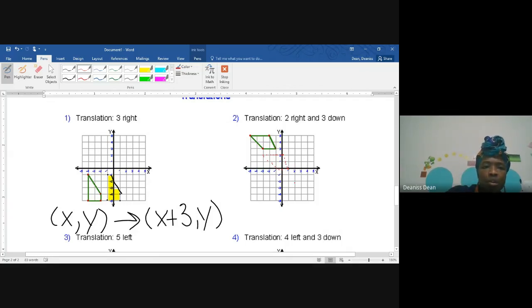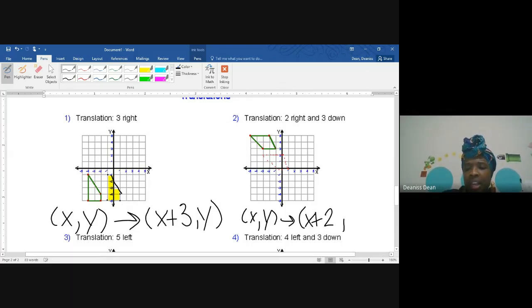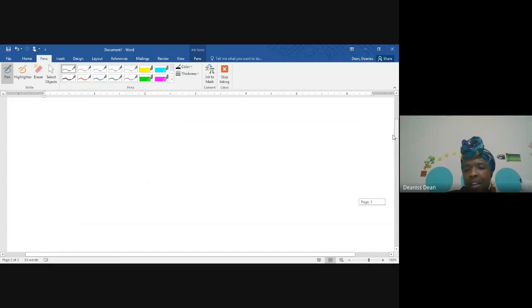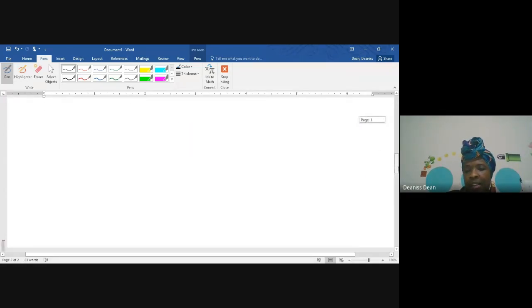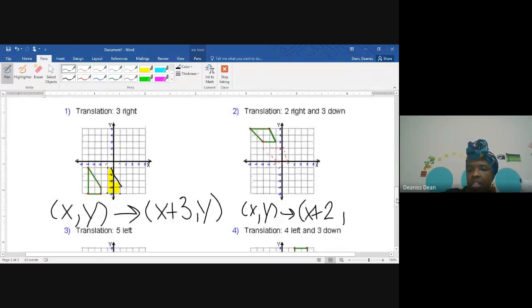So if we were to write the rule for this one, I'm going to do X comma Y, arrow. It said X moved right 2. So because X moved to the right 2, I'm going to add 2 to X for each X value. And then it said Y went down 3. When you go down for the Y value, if you subtract, that means the figure moves down. So my Y value moved down. So I'm going to do Y minus 3 because it went down 3.